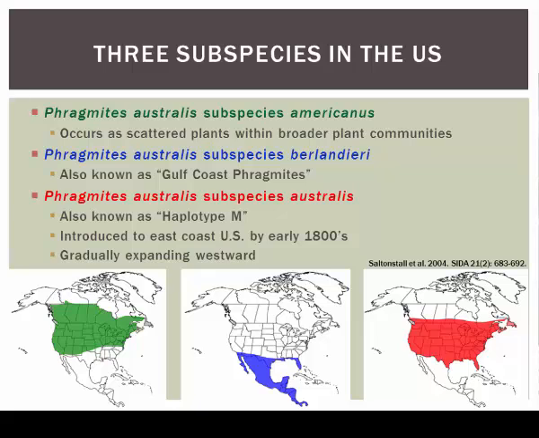The third one, and the one that's of greatest concern to everybody in the noxious weed world, is this haplotype M, or Phragmites australis, subspecies australis. This was introduced to the East Coast in the early 1800s, and it's gradually expanding westward. Again, this is just a habitat suitability map, so it doesn't really exist in all of those places, but it has the potential to do that. And that's one thing we're worried about with this subspecies.